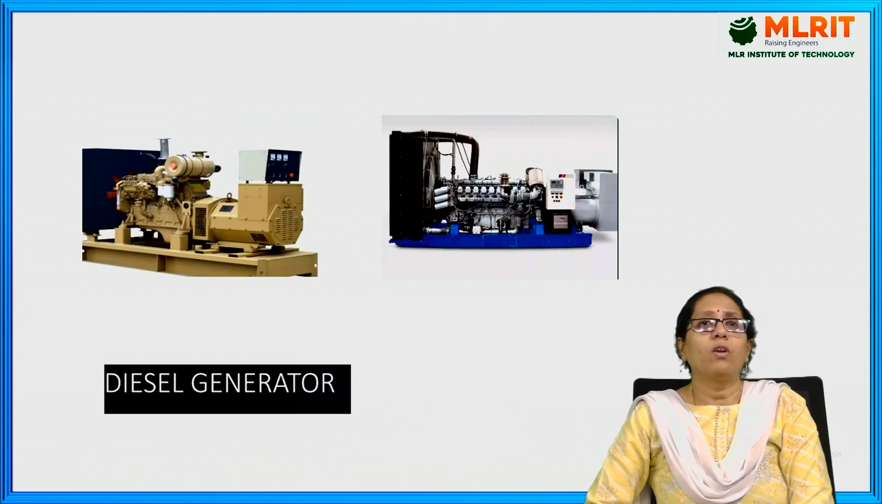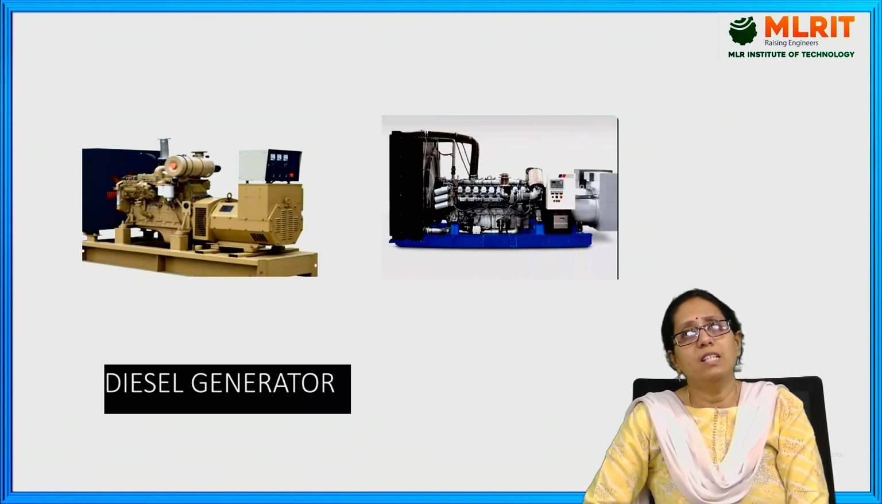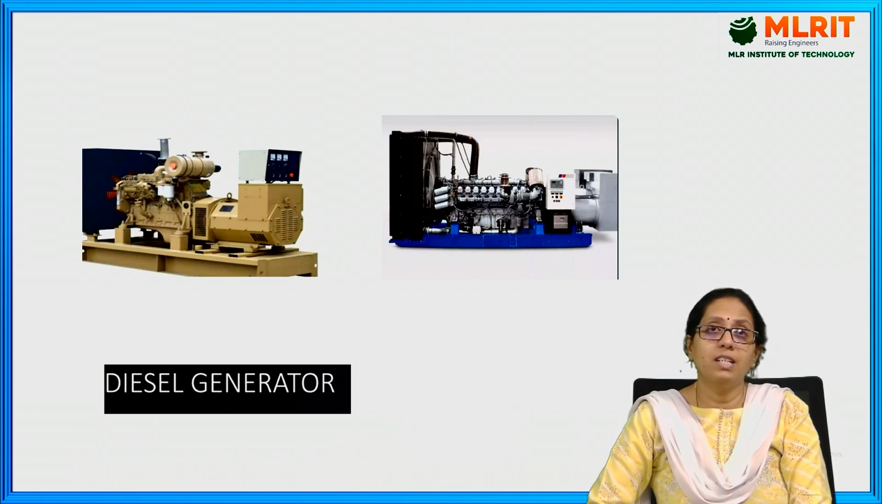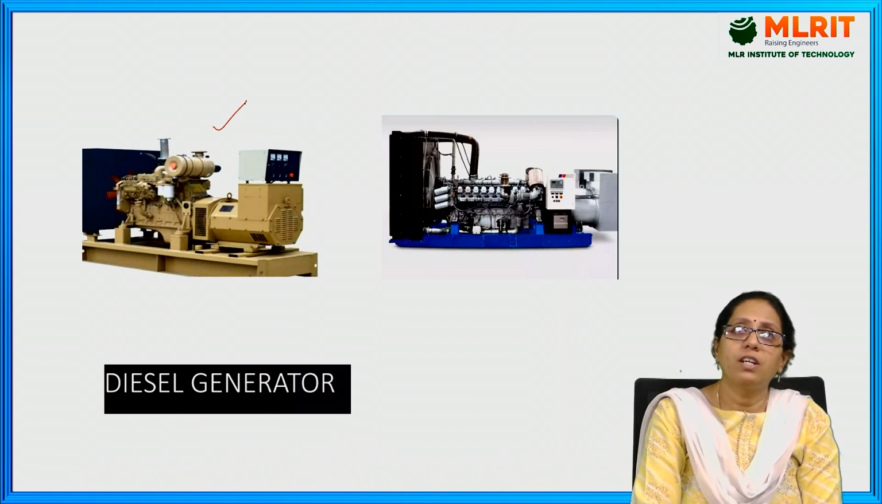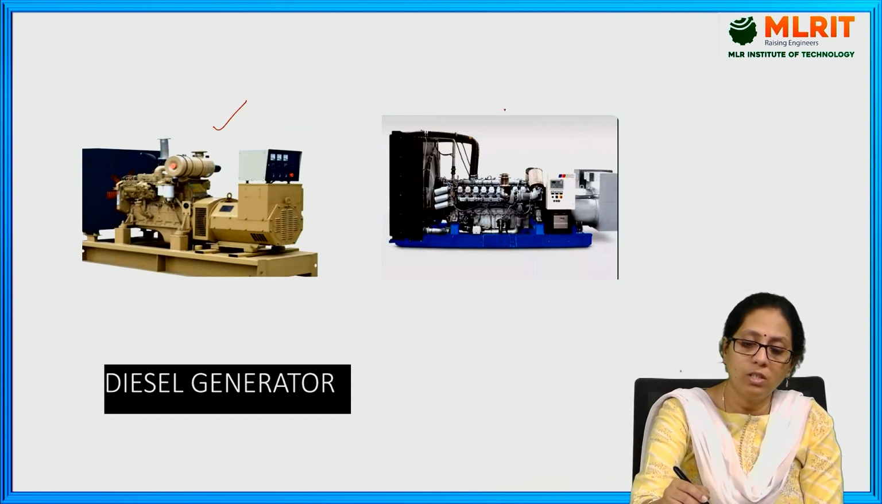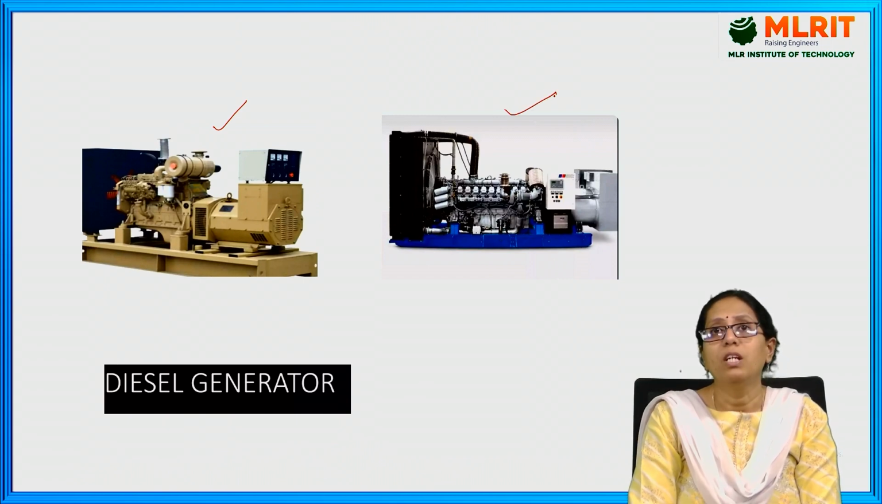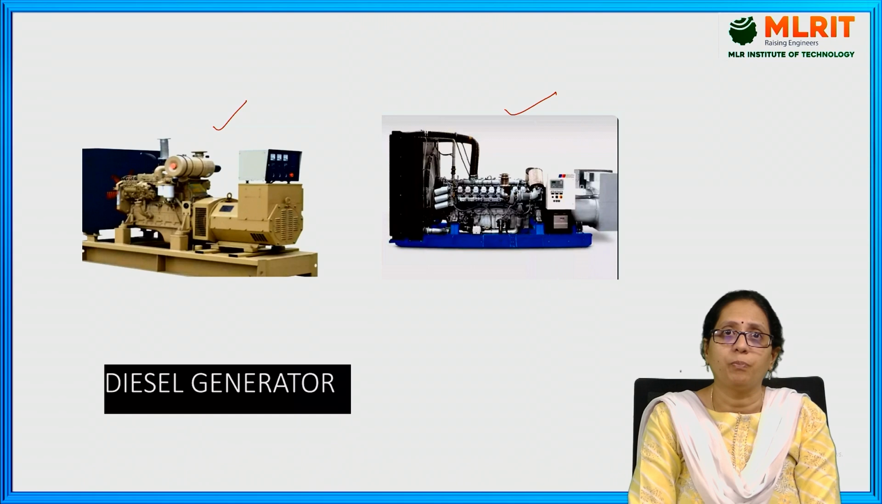This is one of the diagrams of a diesel generator. Here you can see two different pictures. This is the picture of the diesel generator, and when the outer frame is removed, you can see the internal parts in the second picture.